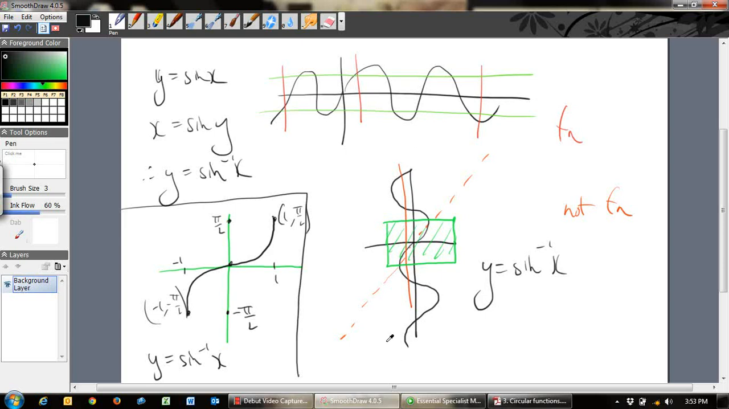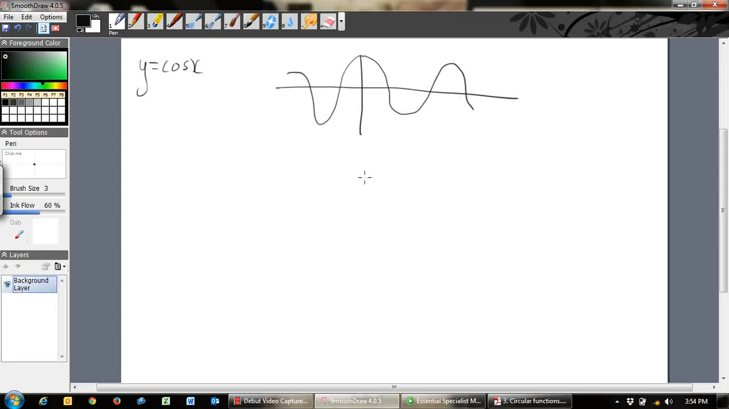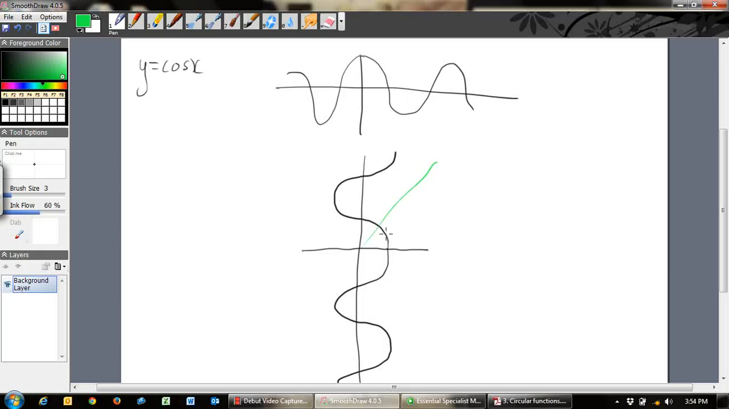Okay, let's have a look at the cos. Again, if you look at y equals cos x, the graph of that looks something like this. If you turn it on its side, if you find the inverse function, then you get something like this, and I'll try my best. It'll go like that. It's hard to imagine, but that's what it looks like if you reflect it in the line y equals x.